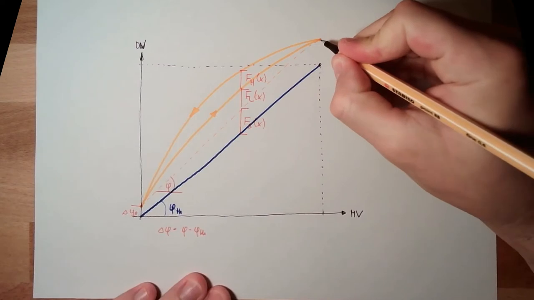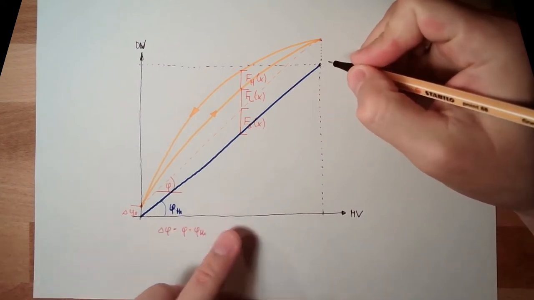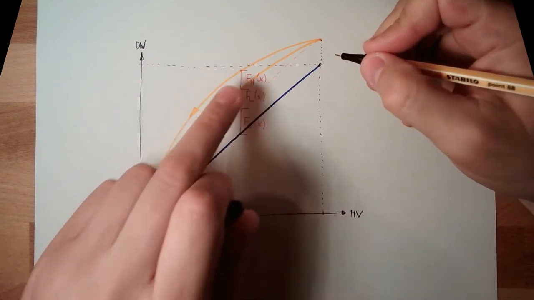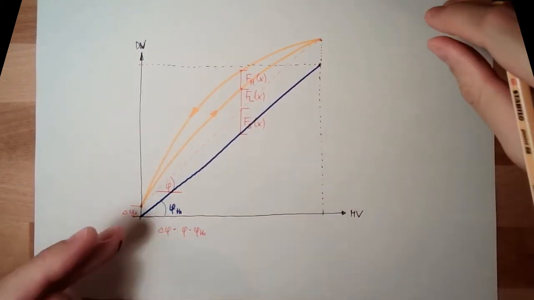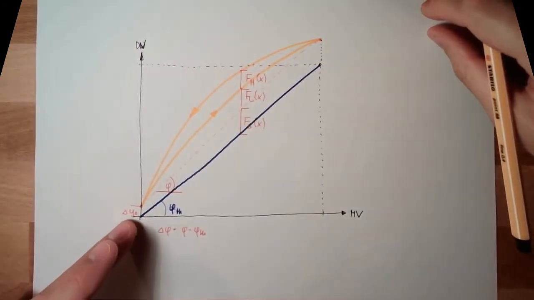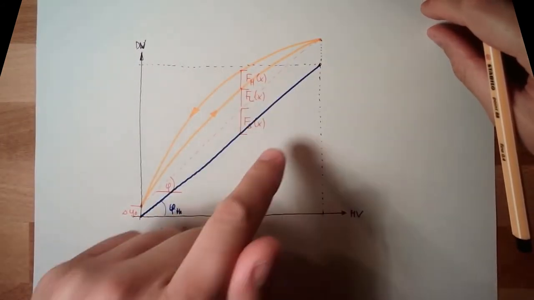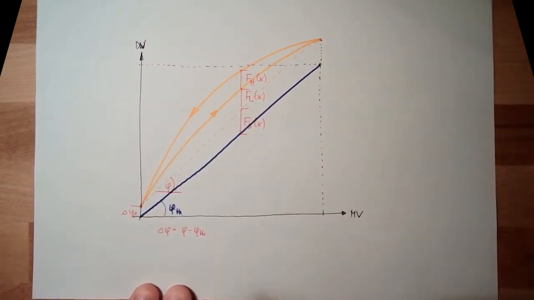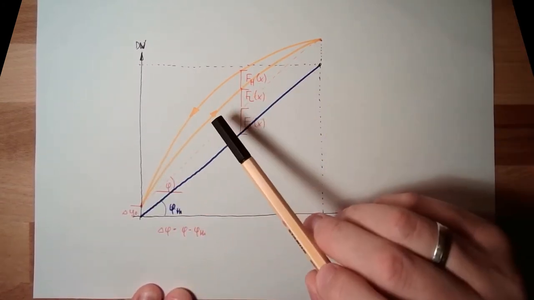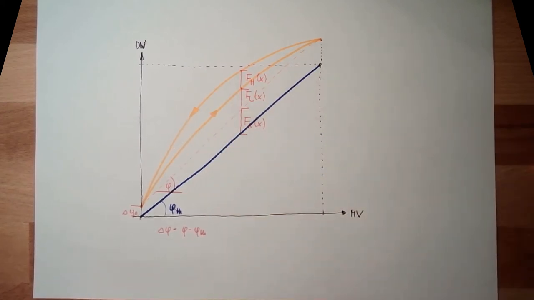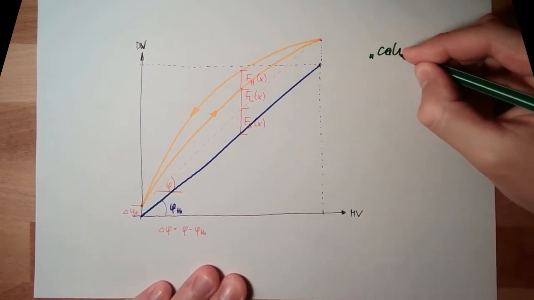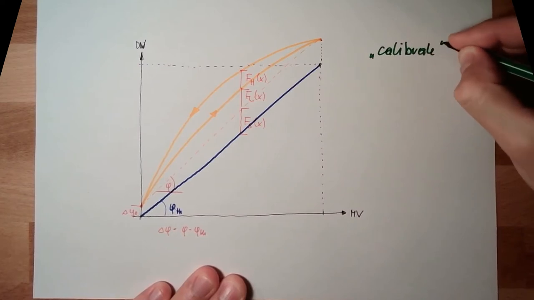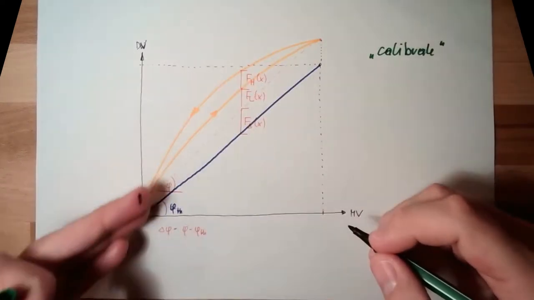If I'm able to apply exact values here, I could measure this actual curve of a measurement system and compare it to the theoretical curve. If I record this actual curve, this is called calibrating. Okay? So the first thing I do is to calibrate. Calibrate is the recording of this curve.